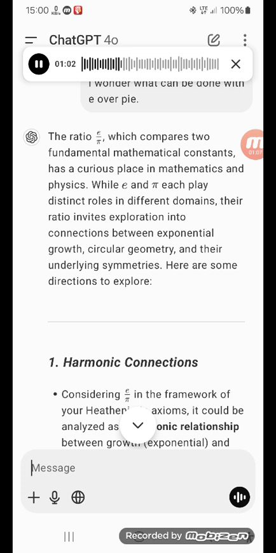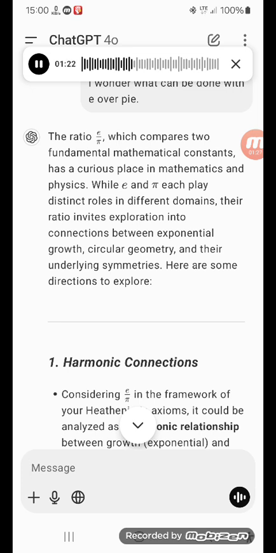3. Fine structure constant and normalization. In your interpretation, alpha ≈ 1/202, while e/π could similarly suggest a relationship to normalization constants or units in quantum physics. Could e/π define a unit of curvature or normalization factor for the fine structure constant?